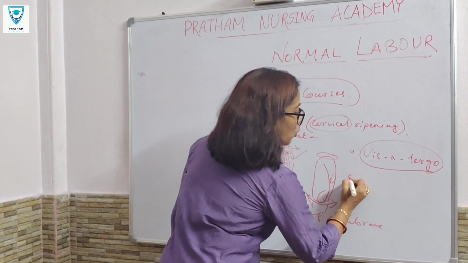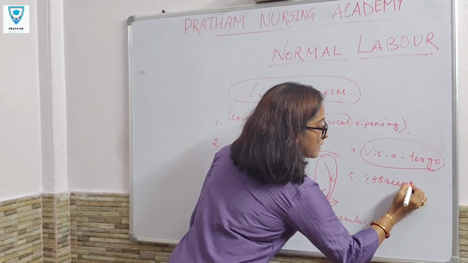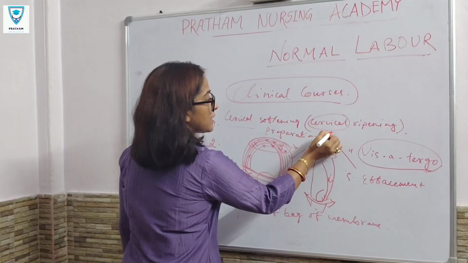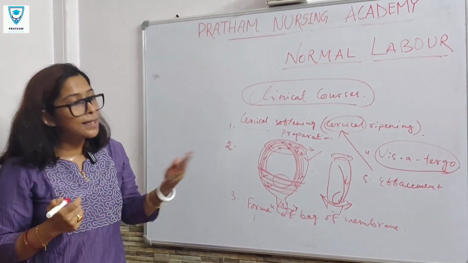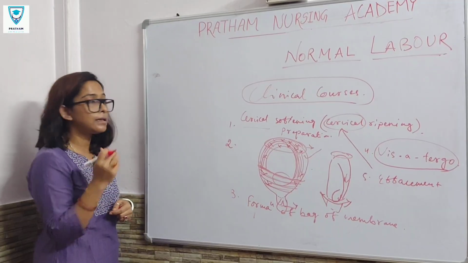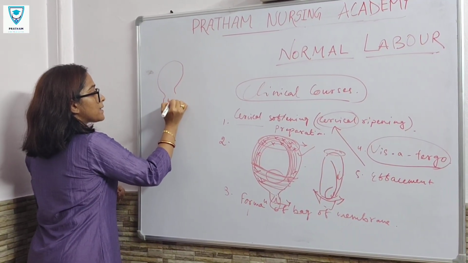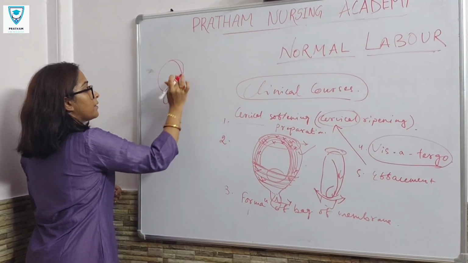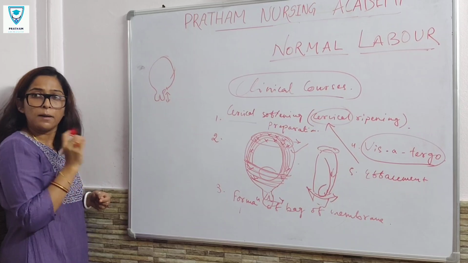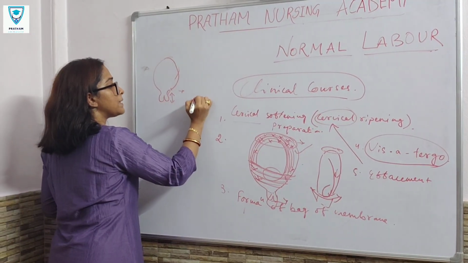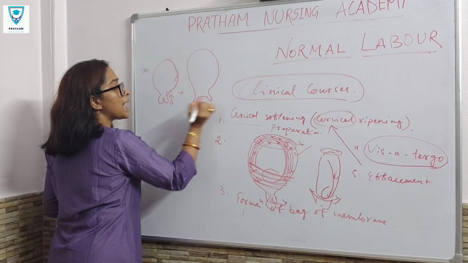And after that, one last important thing in the first stage of labor is effacement. It comes under cervical ripening plus effacement. So what is effacement? We can see that the cervix is tubular like that. This part is tubular. So what happens if this tubular part suddenly becomes dilated?